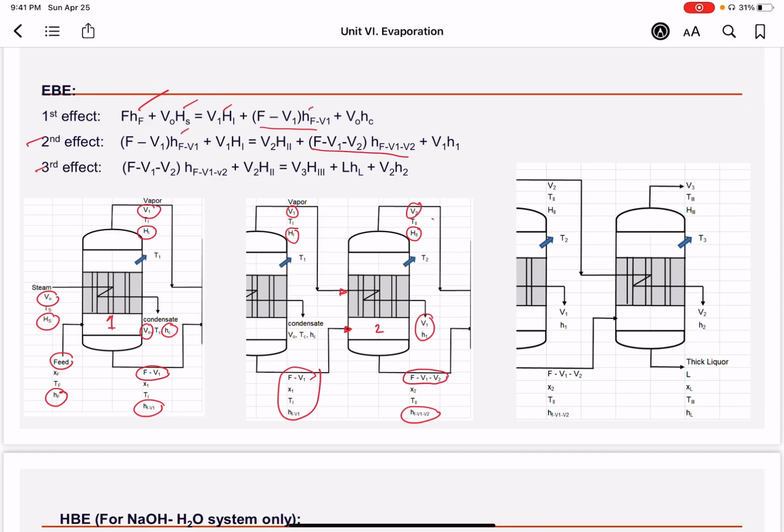Now, how about the third effect? The one that goes out from the second is the one coming in for the third effect evaporator. So you have F minus V1 times HF, plus the steam coming in, V2H2, is equivalent to V3H3 plus V2H2 plus LHL. Okay, so it's as simple as that.